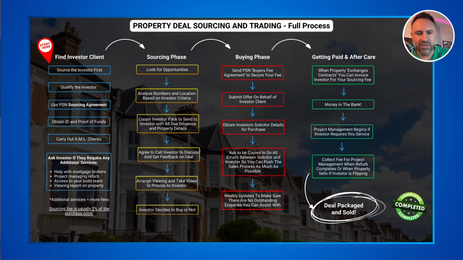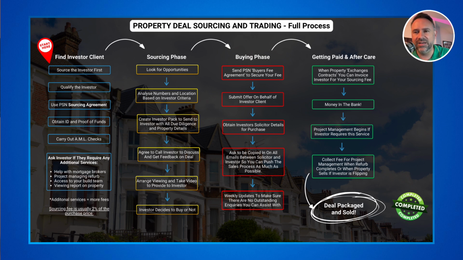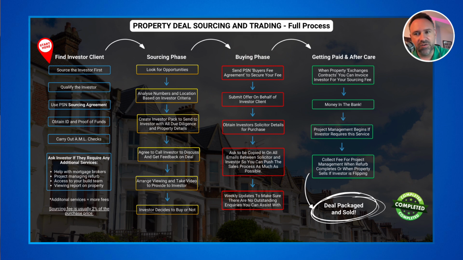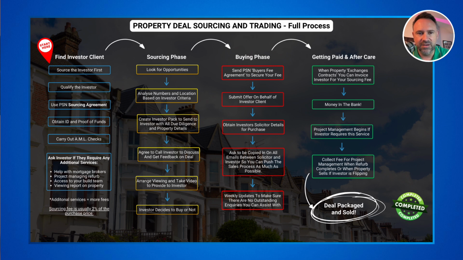That's the column that we're working down. You work down each coloured column, I should say, in order. So we're starting off with sourcing the investor first. That's the first thing you do. That is step one of the property deal sourcing process.